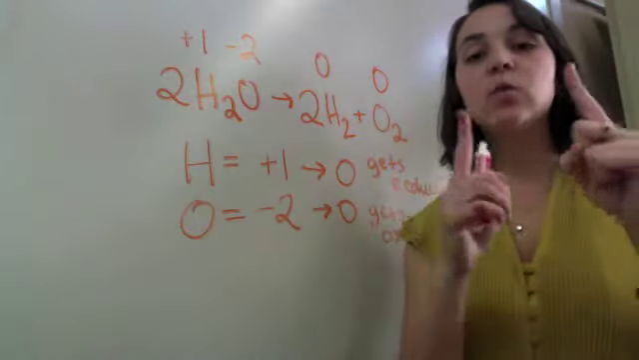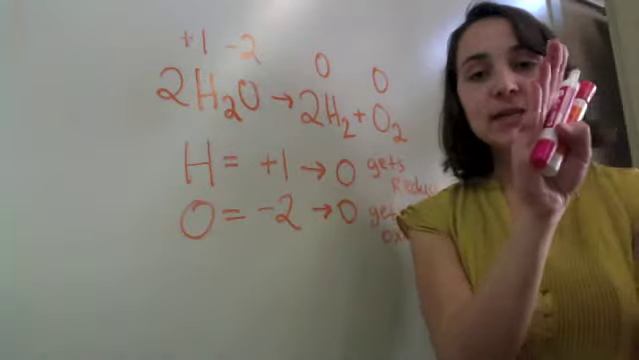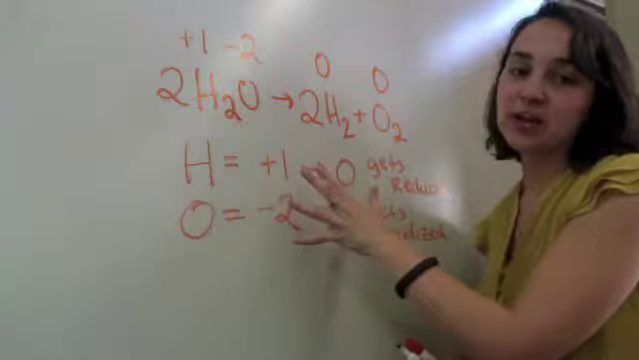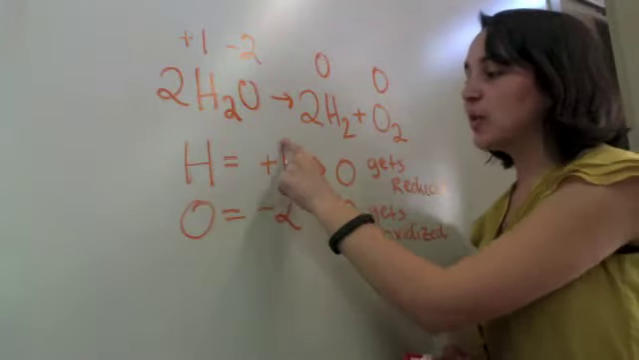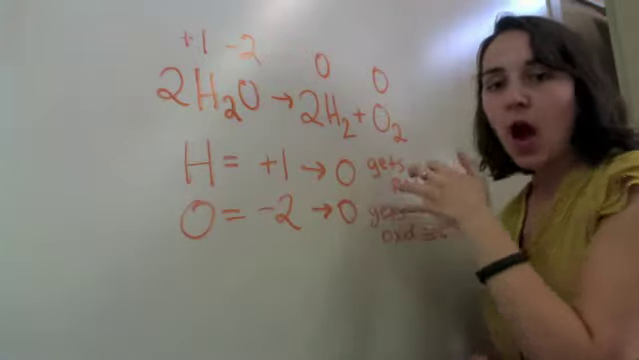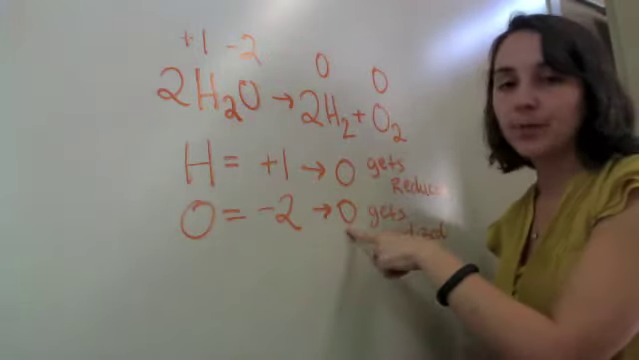So in order to figure out which is reduced and which is oxidized, what I need to do is look to see what is the change. What does it do when it moves from its reactants to its products? So what I've written down here is that change. Hydrogen goes from +1 over to 0. Oxygen goes from -2 over to 0.